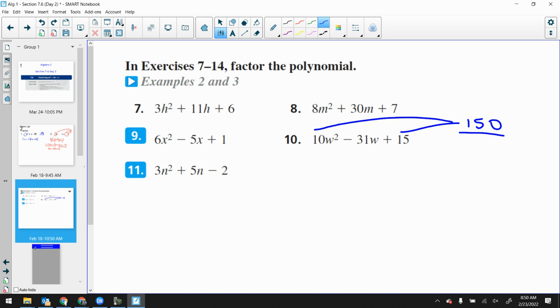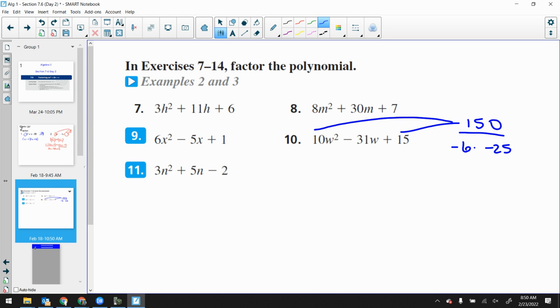150? We're going to make you find the factors of 150. But then we were like, oh, it doesn't turn out too bad. What are the factors of 150 that add together to get negative 31? Negative 25 times negative 6. Yeah, negative 6 times negative 25. It didn't turn out too bad.